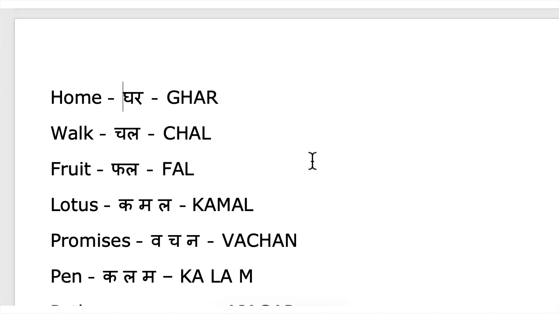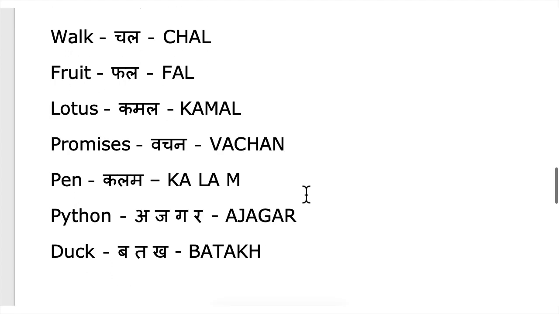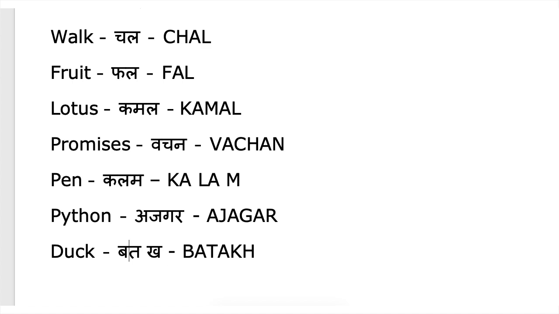By this you just recognize these letters and form a word like ghar. Chal means walk. Fal means fruit. Kamal means lotus. Kalam means pen. Ajgar means python. Batak means duck.